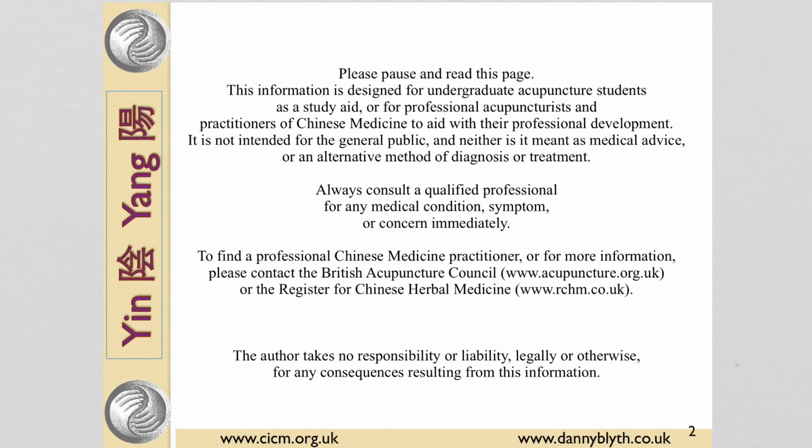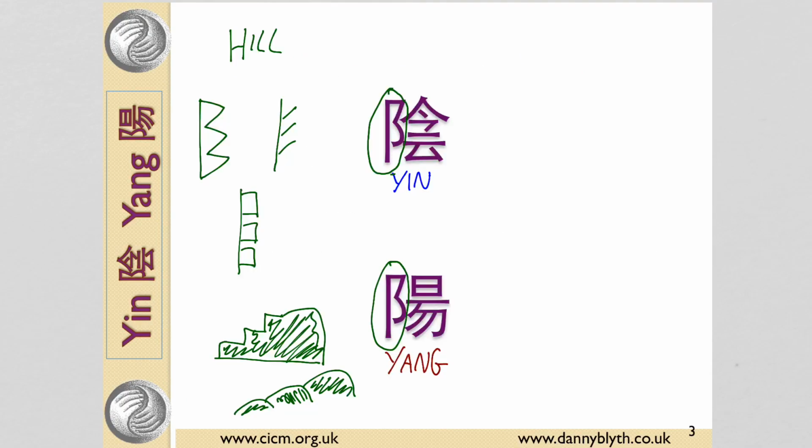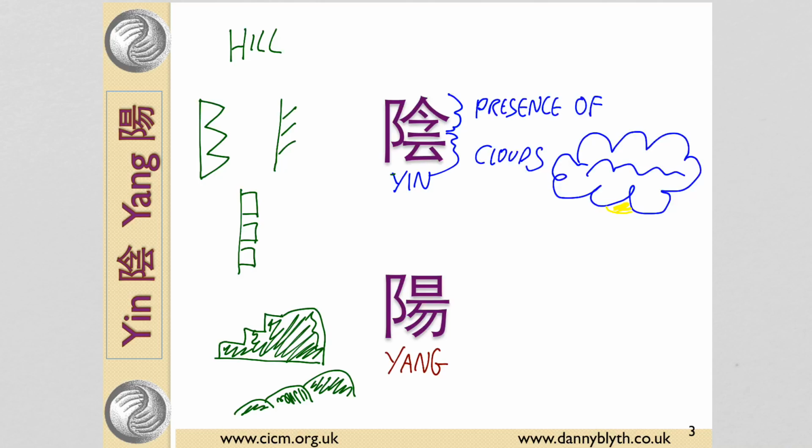Please pause and read this. If we look at the characters for Yin and Yang, the left hand radical is for hill. Early forms showed 3 steps up a hill, or perhaps 3 hills in a row. On the right side of Yin we have the presence of clouds, or clouds covering the sun. And for Yang we have a picture of the sun with rays shining downwards.